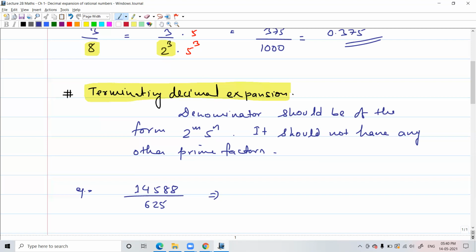So tell me, guys, what is it? Terminating. Yes. So what is the decimal? What is the prime factorization of 625? What did you get? 5 to the power 4, sir. 5 to the power 4. Excellent.